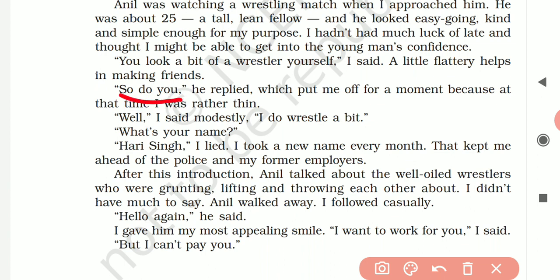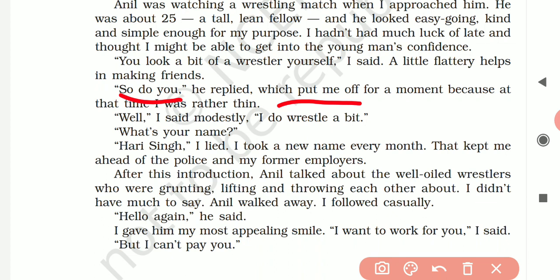So do you? Anil is also quite smart, right? So how does he reply? He says, so do you, you too. It means you also look like a wrestler, right? To the 15-year-old boy, which put me off for a moment. After getting this reply from Anil, he became speechless. Put me off means he became silent. He didn't know what to say next, right?